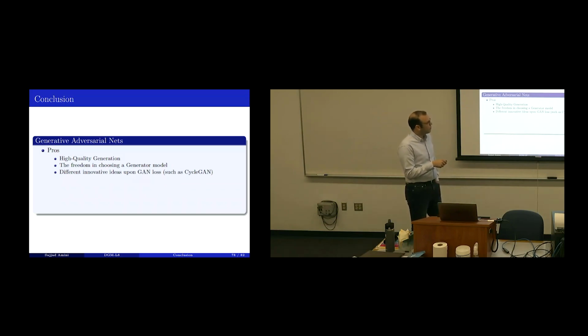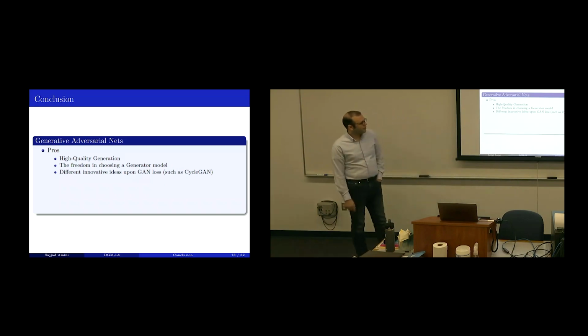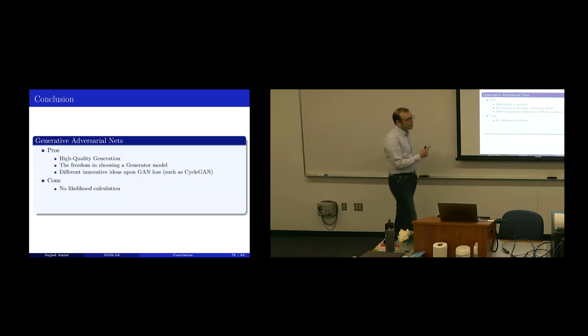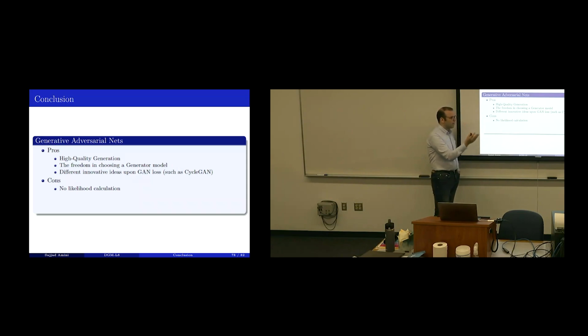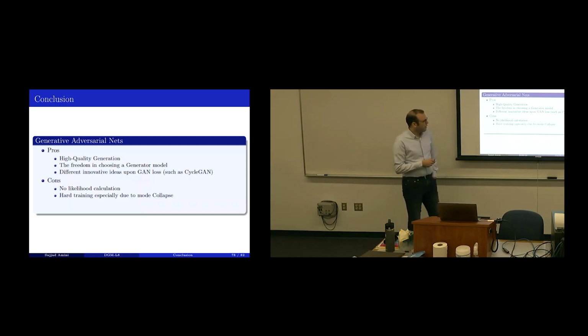You can also work on other ideas, f-GAN, BiGAN, CycleGAN, and lots of other ideas that are in the literature. And the con is that you do not have the likelihood calculation. This is a major problem. You know that, for example, in some tasks like outlier detection or out-of-distribution detection, the likelihood is an important calculation that the generative model can provide you. For example, autoregressive models or flow models can have exact likelihood calculation, and it can be very useful in some tasks. But GANs are likelihood free.